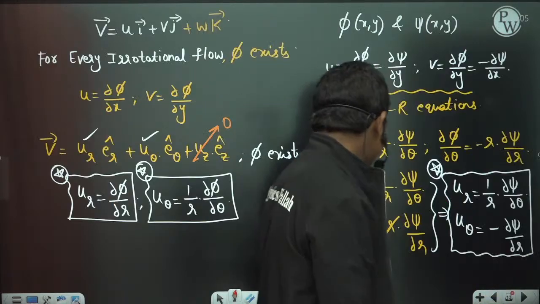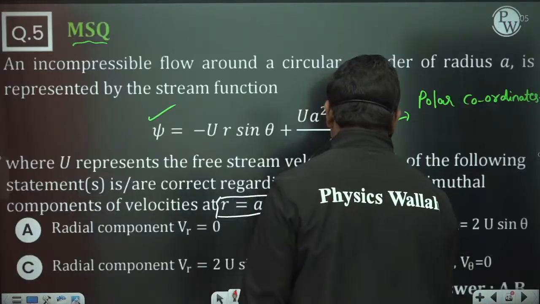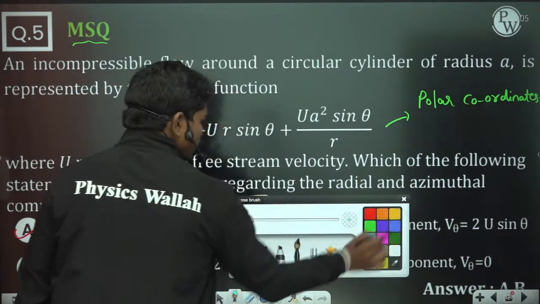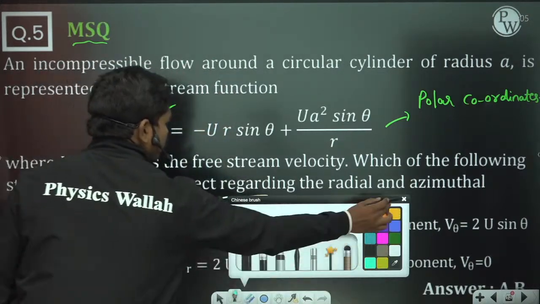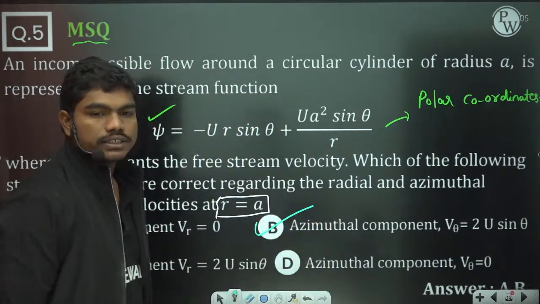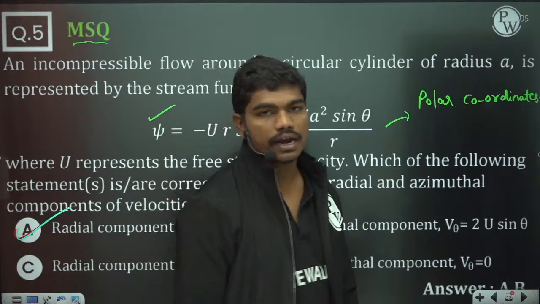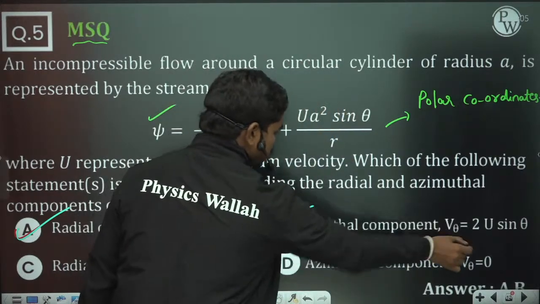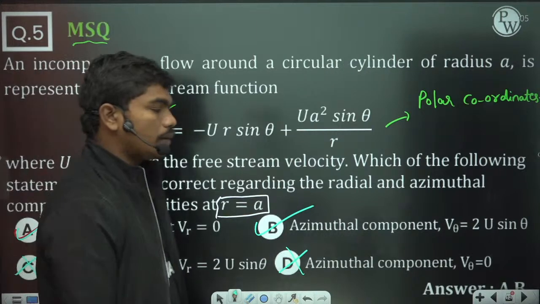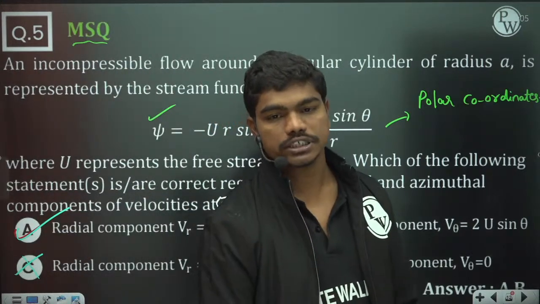Now let us see here. If you check the correct options, Vθ is 0. So radial component of velocity is 0, and the azimuthal direction component is 2 times u sin theta. So A and B are correct answers. Obviously azimuthal is not 0, so that is wrong, and radial is not 2 u sin theta. So C and D are wrong options. A comma B are correct options here. Clear?